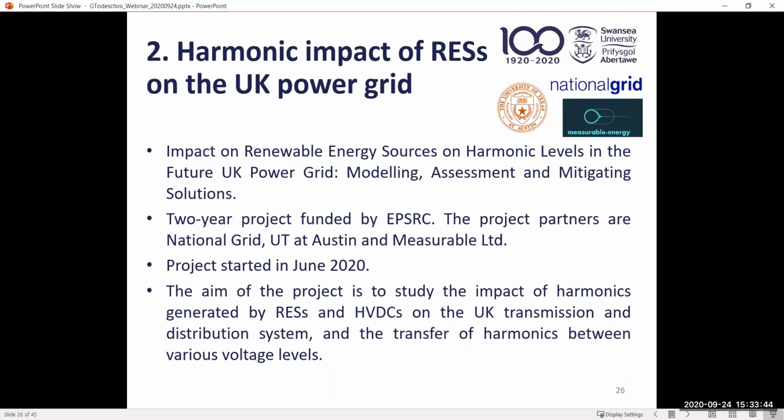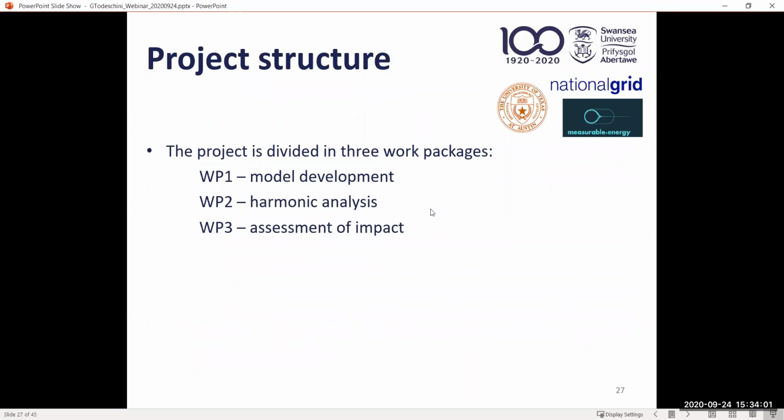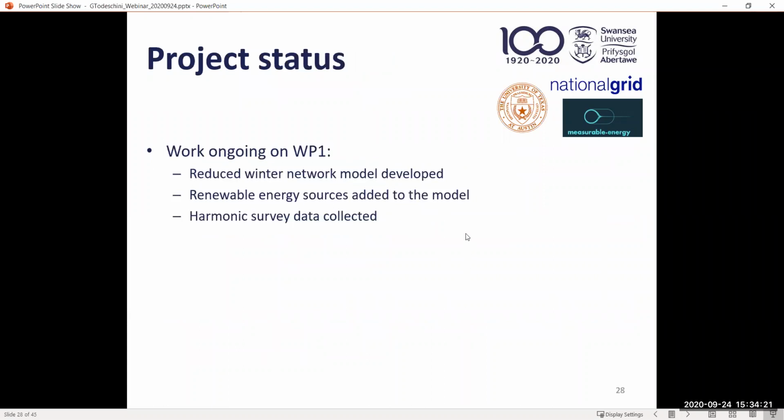So the aim is to study the impact of harmonics generated by renewable energy sources and HVDC on the UK transmission and distribution system. And in particular, what we are looking into is the transfer of harmonics between various voltage levels. This project is divided into 3 work packages. One is model development, the second is harmonic analysis, and the last one is assessment of impact. And this structure is very typical for harmonic studies. So at the moment, we are working on work package 1 because we just started. National Grid provided us a model of the UK, or better, of the England and Wales transmission system.